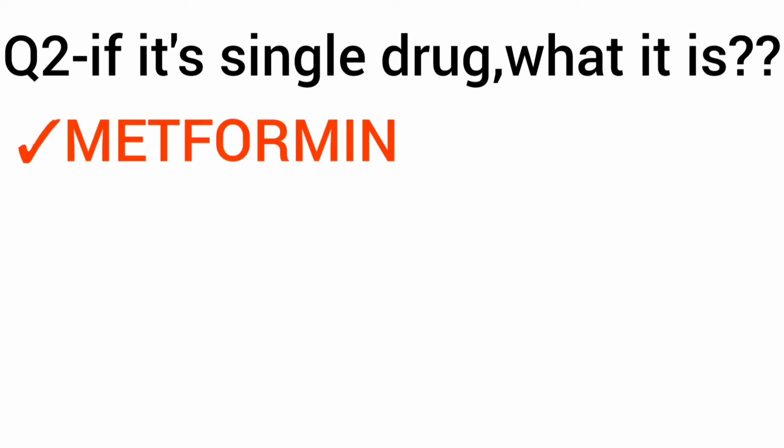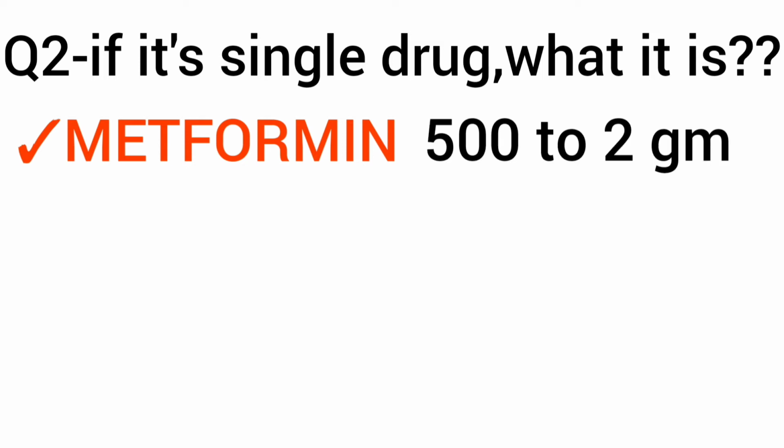So here comes our second question, if it is a single agent, what is the best initial agent to start treatment in newly diagnosed type 2 diabetes mellitus patients? According to ADA, it is metformin. Metformin has the lowest price and no risk of hypoglycemia, and its effect on weight is neutral. So that's why it is the preferred first agent.